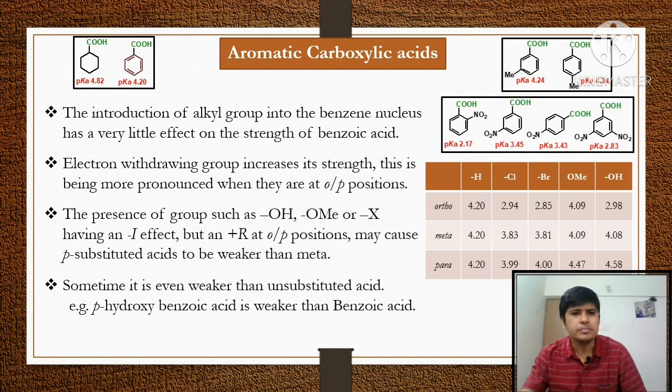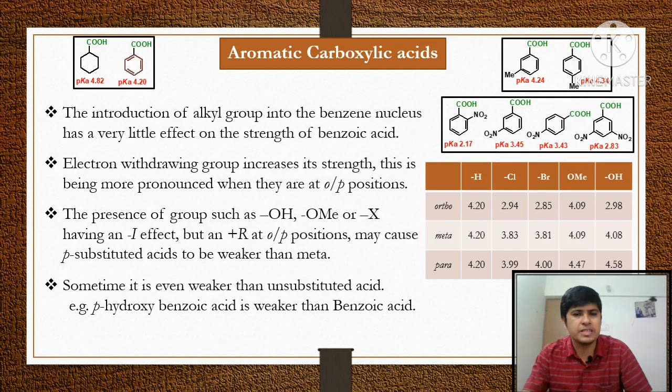Now see, we have already seen that an electron withdrawing group increases acidic strength. If electron withdrawing groups are attached at the ortho or para position with respect to the carboxyl group of benzoic acid, that will increase the acidity. This becomes more pronounced when they are at the ortho and para positions.